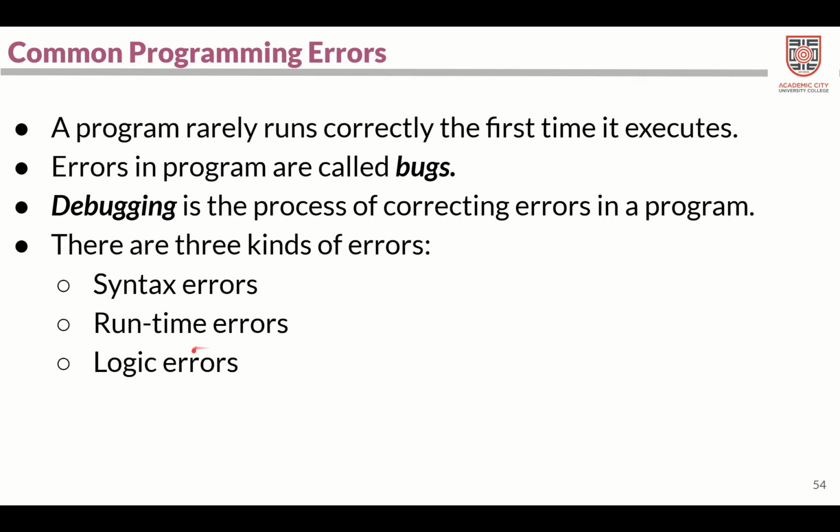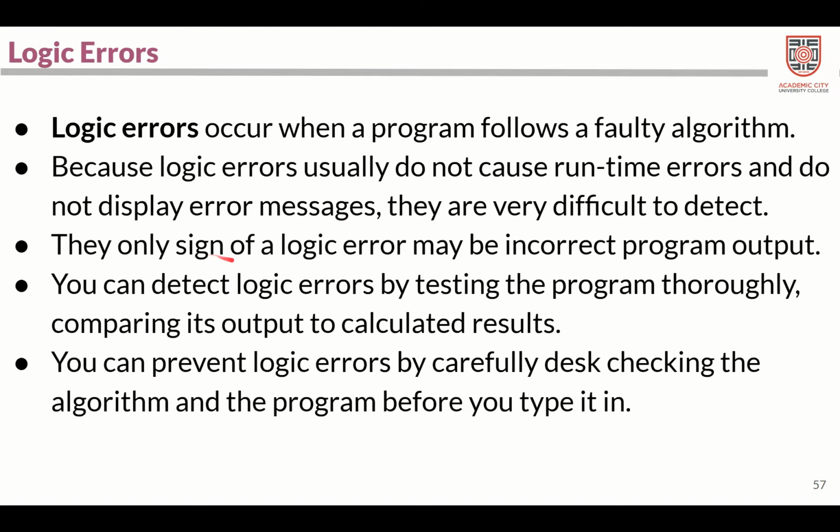Then logic error. We'll come back to the runtime error, but let's look at the logic error first. A logic error, which normally shows up at runtime, comes from a faulty algorithm. For example, you did the algorithm yourself, but you are not getting the correct output. You said you want to subtract 2 numbers, but at the end it gives you addition. That's a logic error, because the logic in the algorithm is wrong.